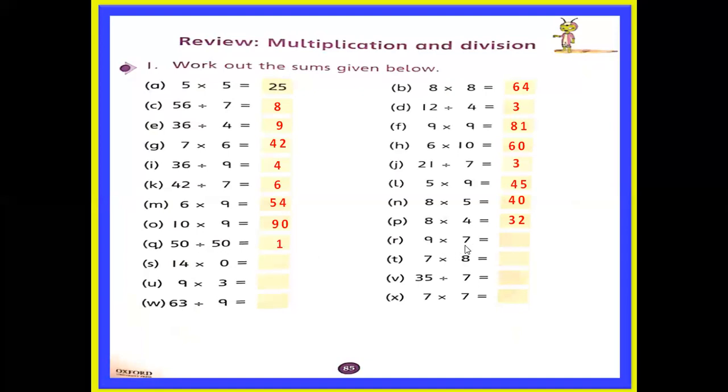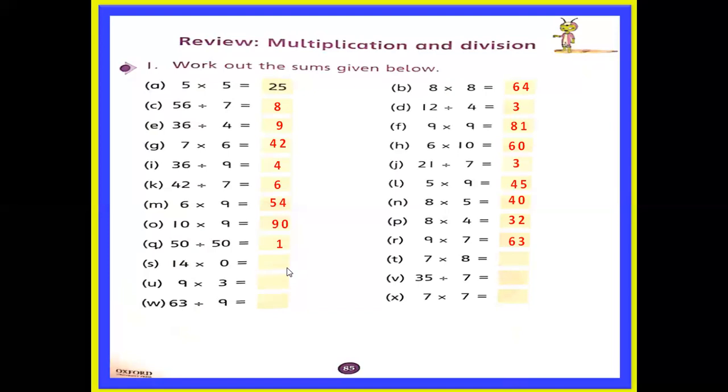9 multiply 7. You read the table of 7. 7 ones are 7, 7 twos are 14, 7 threes are 21, 7 fours are 28, 7 fives are 35, 7 sixes are 42, 7 sevens are 49, 7 eights are 56, and 7 nines are 63.